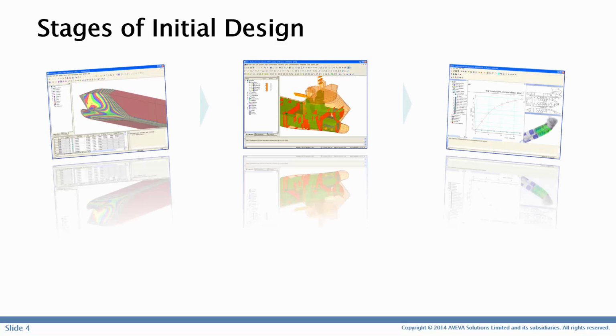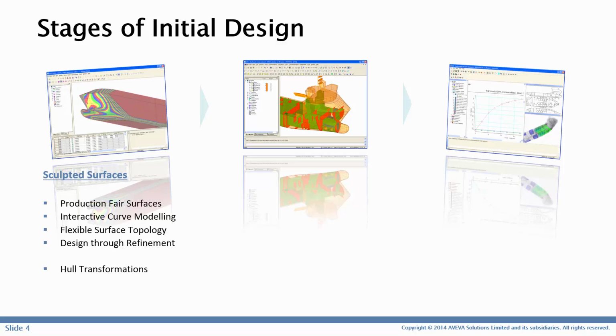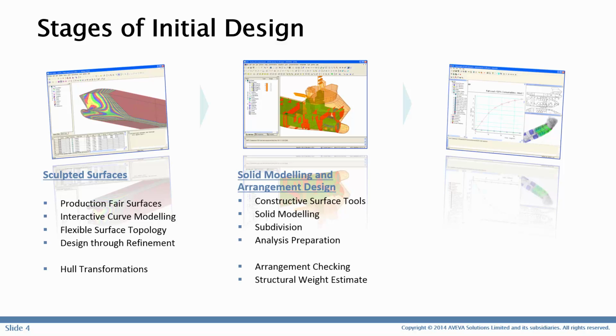Let's now have a look at the individual capabilities of the applications in the suite. The AVEVA Lines tool produces sculpted surfaces, and you're really able to achieve a high level of production fairness with this tool. It works through using interactive curve modelling, allowing you to build up a topology or a network of curves across which a surface will be generated. Design is achieved through refining these curves. The application also supports hull transformations. At different stages you may transfer that surface definition onto surface and compartment.